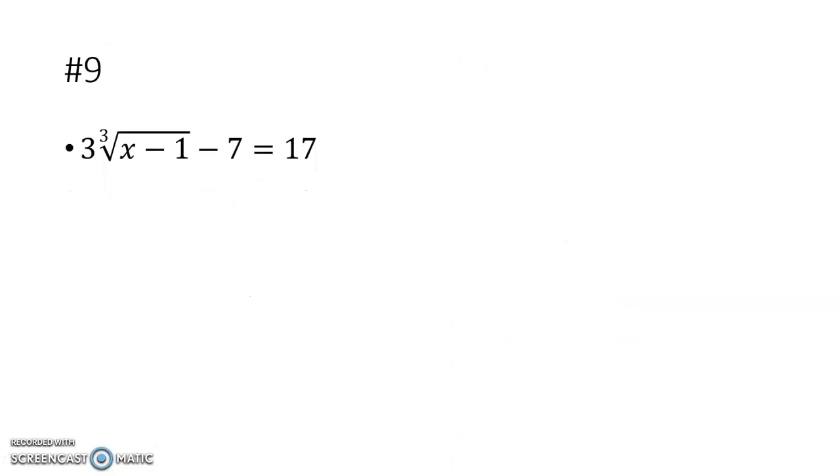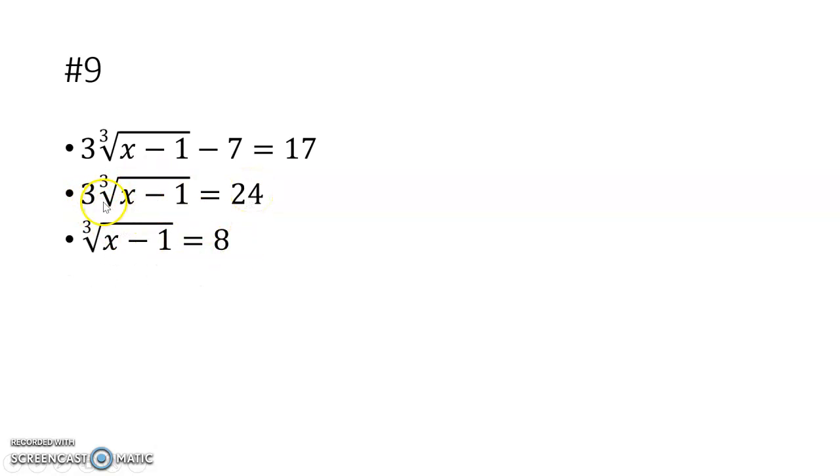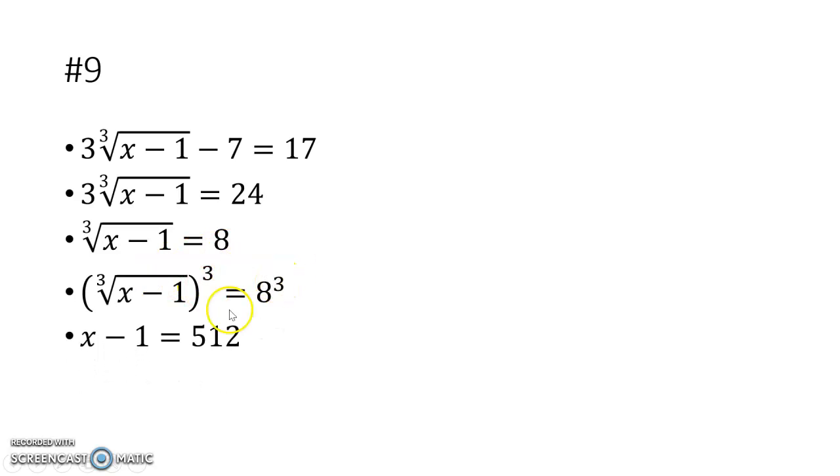Number 9 is a solve. Okay, so first we want to isolate the radical. So I'm going to add 7 to both sides. 17 plus 7 is 24. Then divide by 3. That's a common mistake, to not divide by 3, but you do want this radical completely isolated. Okay, you then want to raise both sides to the index power. So 8 to the third power is 512. And notice the radical went away over here. And you just simply add 1.